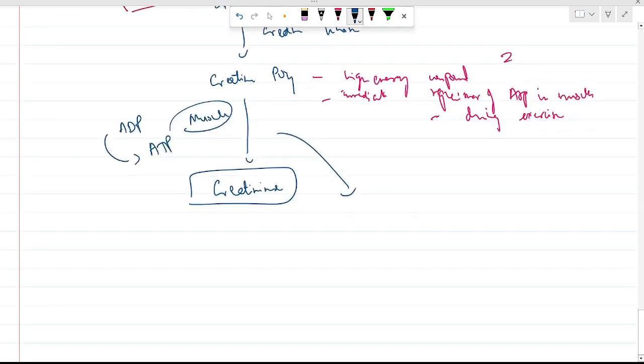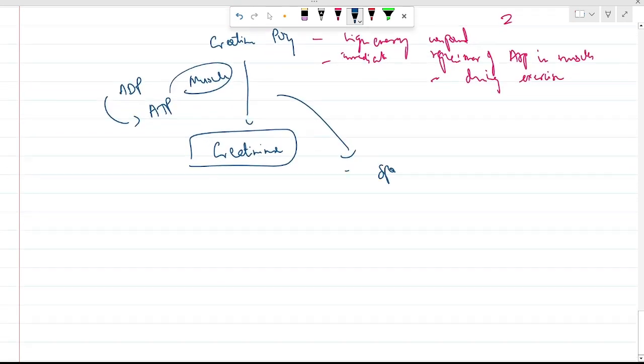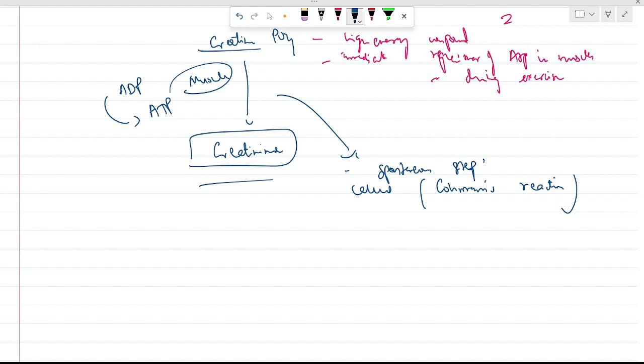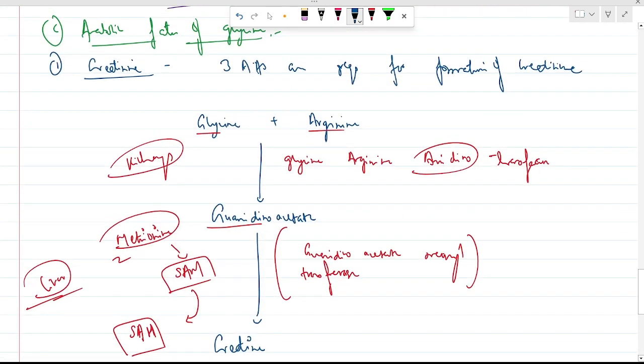This step particularly is important because it is a spontaneous step. No enzyme is involved here. It's a spontaneous step called Coleman's reaction. Remember, this creatine phosphate to creatinine is a spontaneous step. In the muscle, ATP is produced, no enzymes are involved. Okay, so this was our total formation of creatinine.